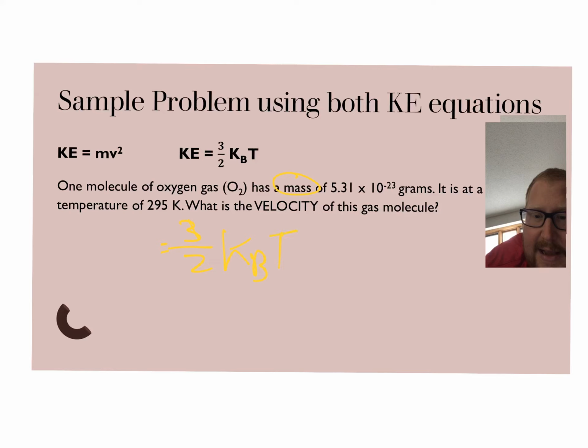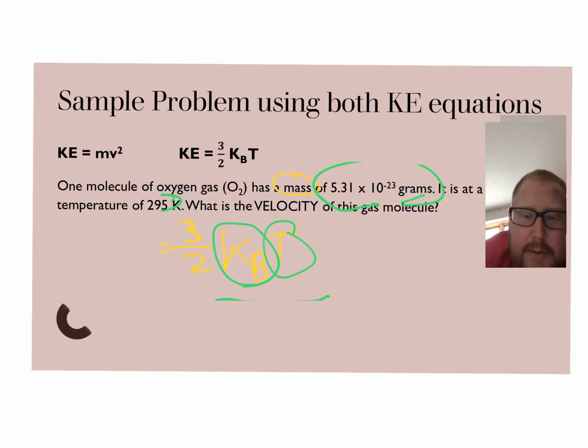So now we can solve for v right here, and we know that the mass is right here, and we know kB. We can go back to the other page and look at the Boltzmann constant, and we have the temperature right here, and thus it's just a matter of rearranging and solving for v. So you're eventually going to get the equation v equals the square root of 3kBT over m. And so you can go ahead and rearrange that equation, plug those numbers in, and solve for the velocity of the gas molecule.